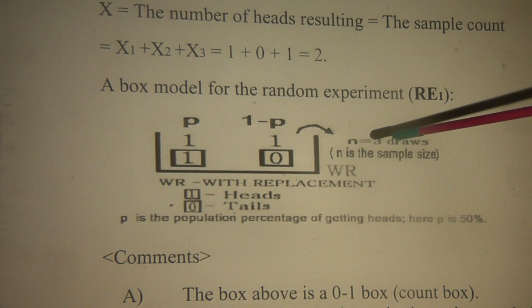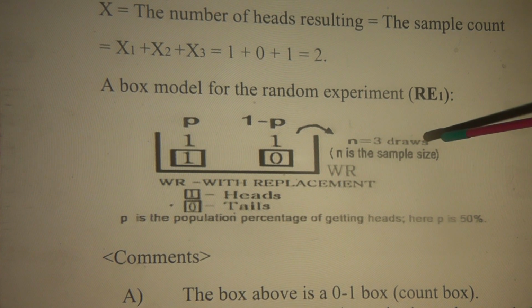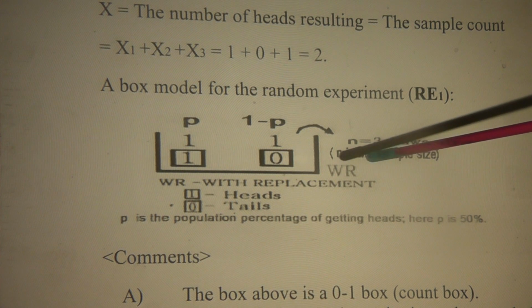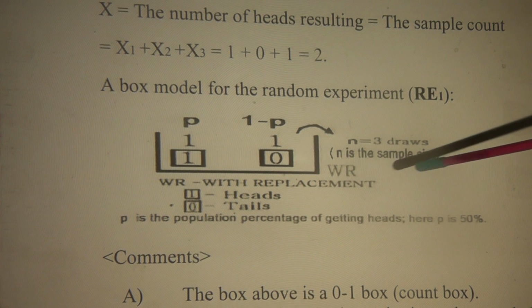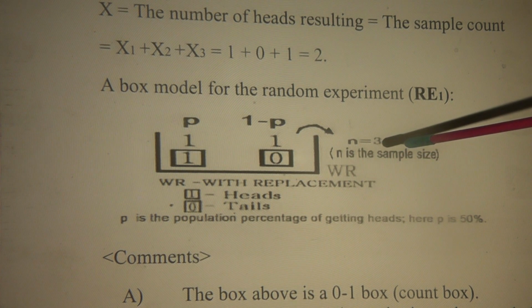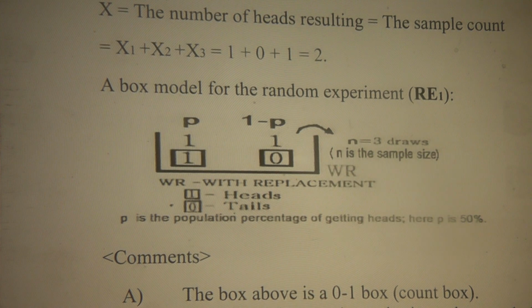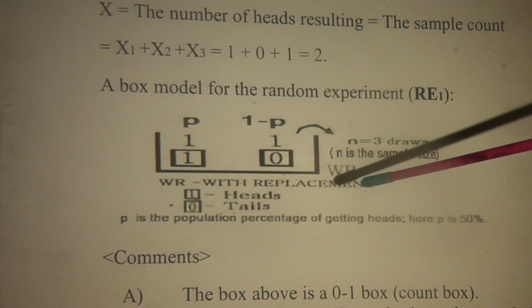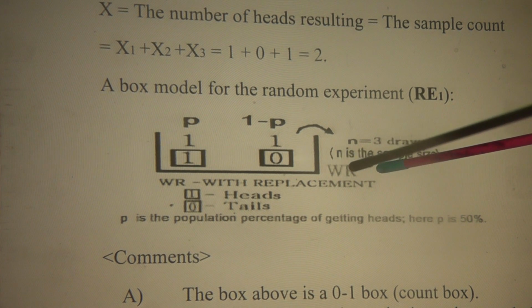And n equal to 3: I make 3 draws. n is the sample size. And this is with replacement. If this were without replacement, after I make 2 draws, the box would become empty. So this is with replacement.